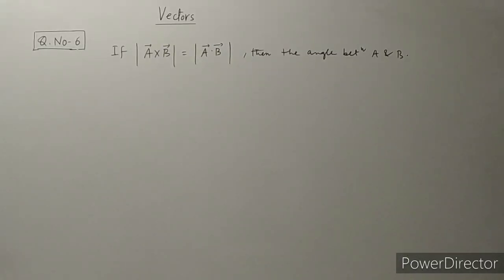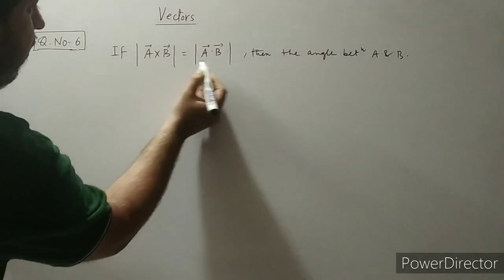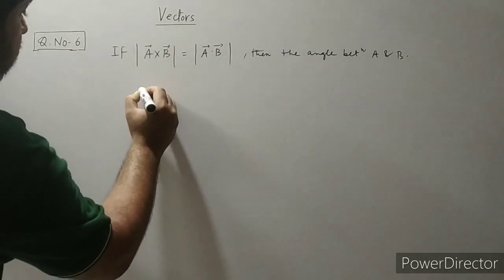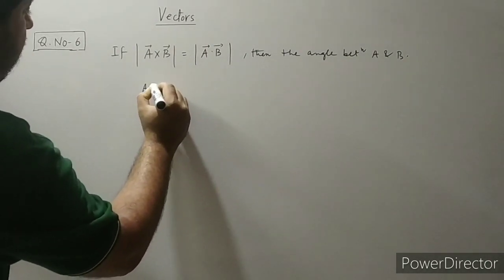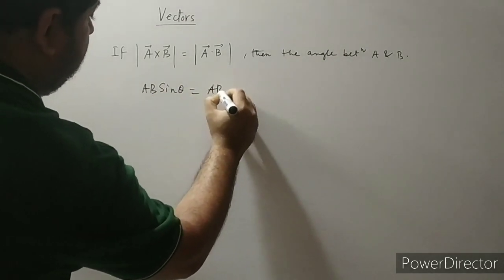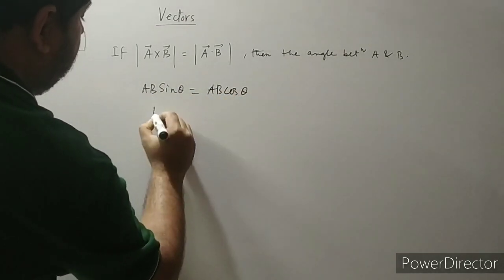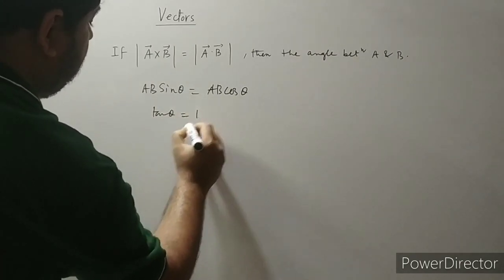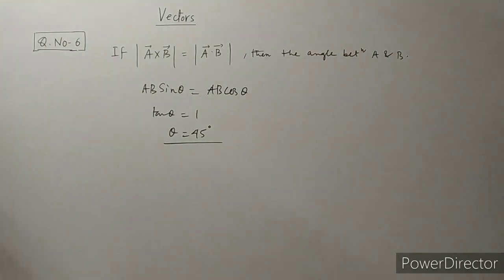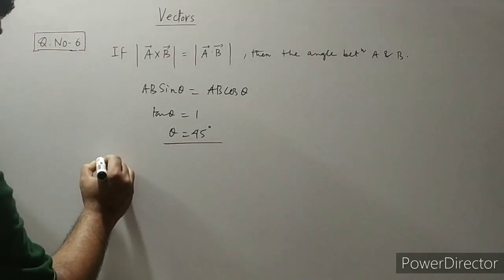Now in question number 6, what is given? It is given A cross B is equal to A dot B. So the angle between A and B will be what? A cross B we can write as AB sin theta, and A dot B we can write as AB cos theta. So we get tan theta is equal to 1, which means theta will be 45 degrees. Clear?